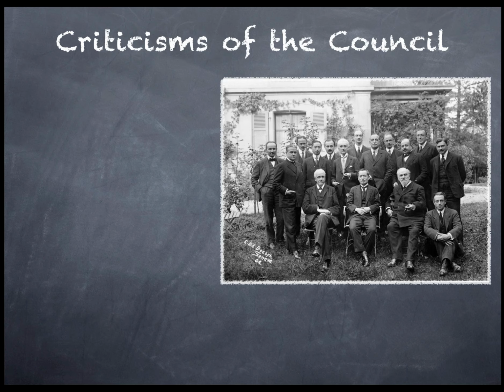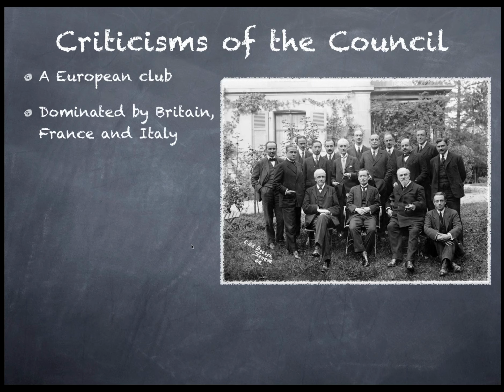Criticisms of the Council. Well, if you remember, the first four permanent members of the League were Britain, France, Italy and Japan. So 3 of the 4 permanent members of the League were Western European countries. So it could be criticised as being a European club. How can it be representative of the world when 3 out of the 4 members of the Council are Western European powers? Britain, France and Italy. It could be accused of a measure of racial discrimination.